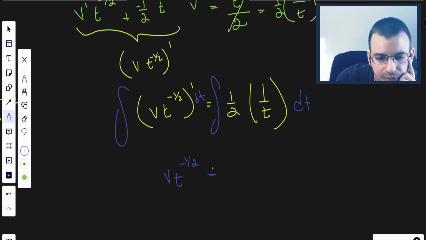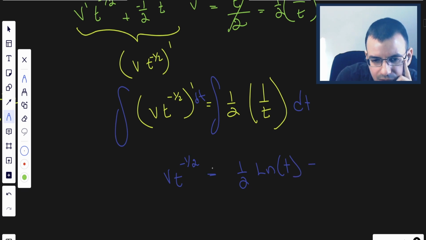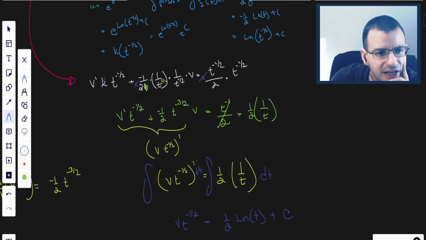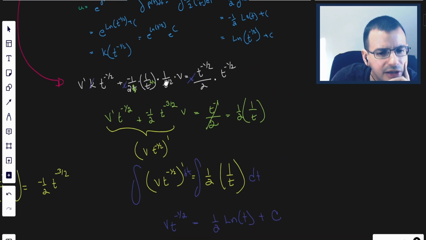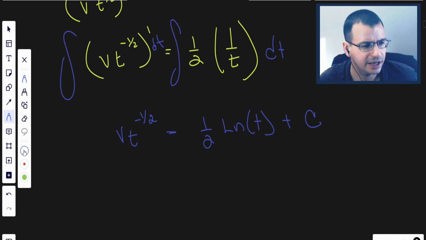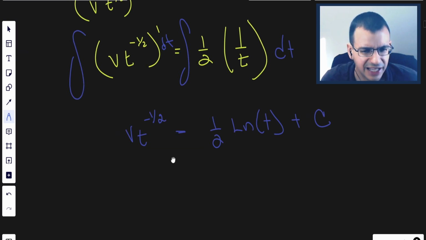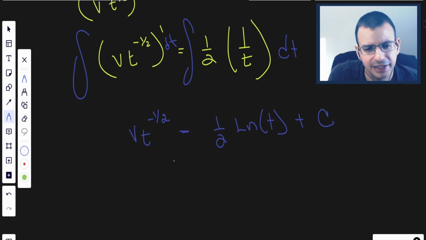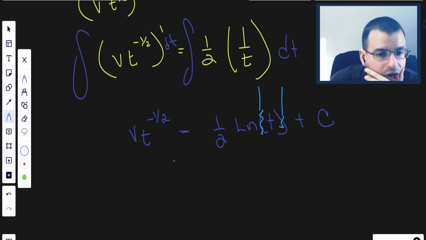And this becomes 1/2 natural log of t plus c. I think there's supposed to be an absolute value there. I'm going to ignore that for now. There's probably a justification for why I can. We'll see. I probably should have it in. I'm going to leave it. You're right. Absolute value. All right.